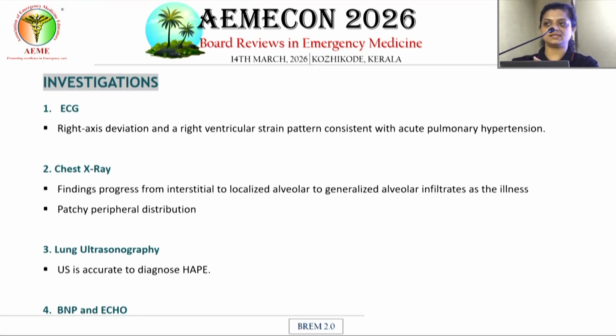In the ECG, basically there will be a right heart strain pattern. You'll have right axis deviation and a right ventricular strain pattern, similar to what is seen in pulmonary embolism. All those ECG findings you can see.